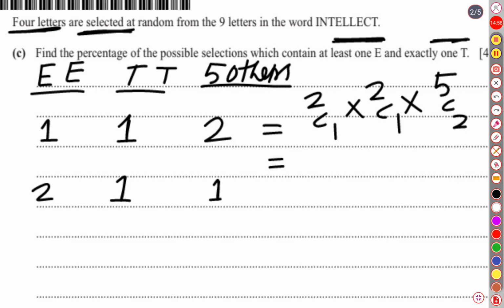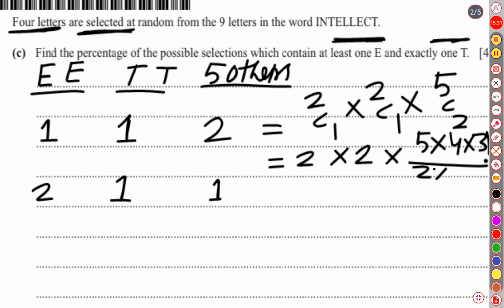So finally it is going to be 2C1 times 2C1 times 5C2. Choose one means actually two, because if you choose one letter from two, you can select in two ways. So two, and from here also two. And for five, if you choose two letters from five letters, you will have to use 5 into 4 into 3 factorial over 2 factorial into 3 factorial.